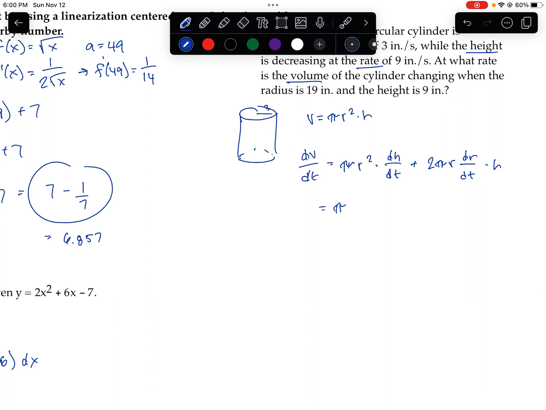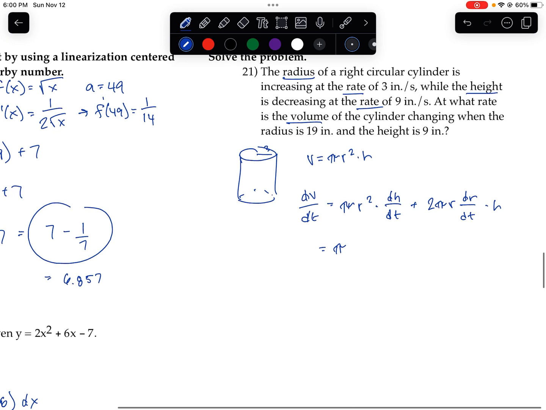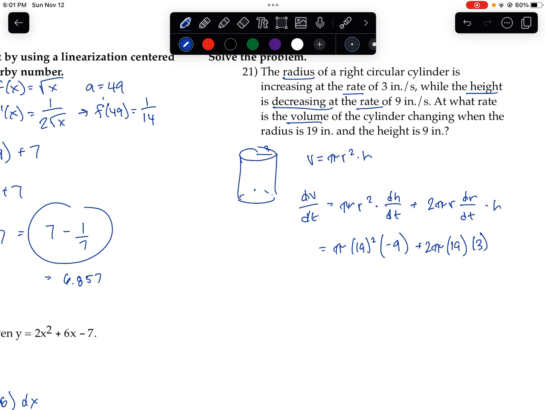That's equal to pi, and when the radius is 19, so 19 squared times the rate at which the height is changing. The height is decreasing, so that's going to be negative 9, plus 2 pi times the radius. Again, the radius was 19, and the radius was increasing at 3 inches per second, and then the height is going to be 9.